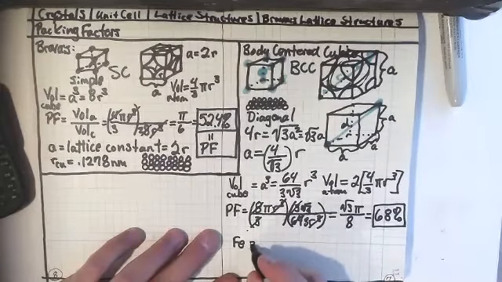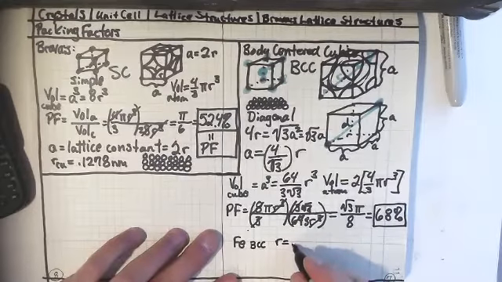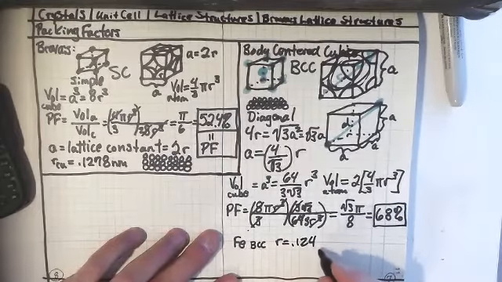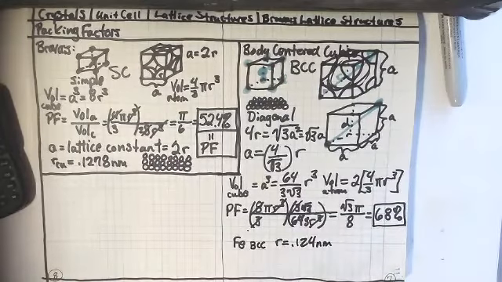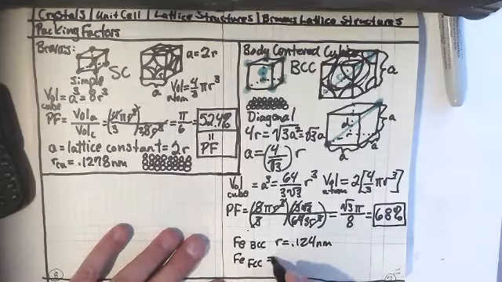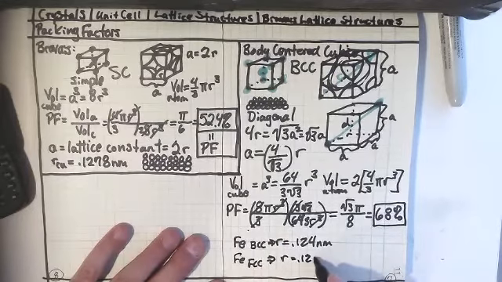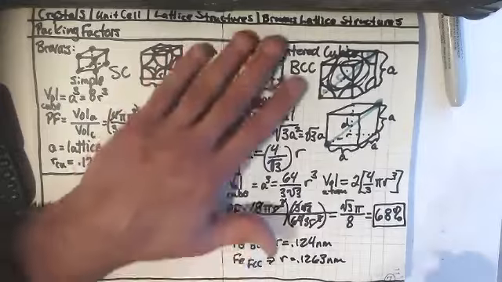Iron in its BCC state, the radius of iron in its BCC state is 0.124 nanometers. And that's not the same in its FCC state, which I'm going to talk about in just a second. In its FCC state, the radius of iron is 0.1263 nanometers. And I want to compare that to the lattice constant of what we're looking at here.